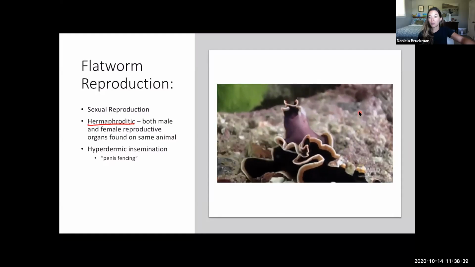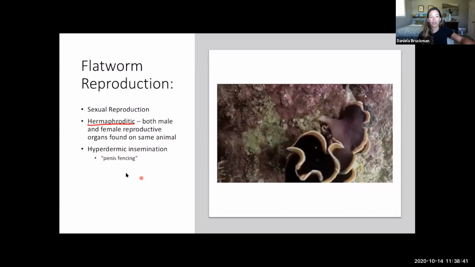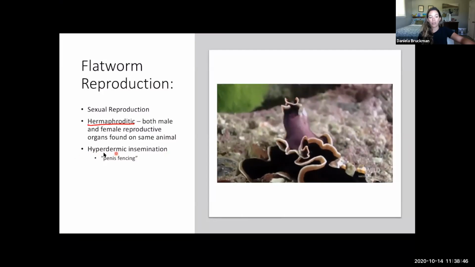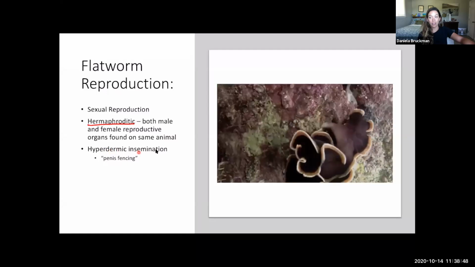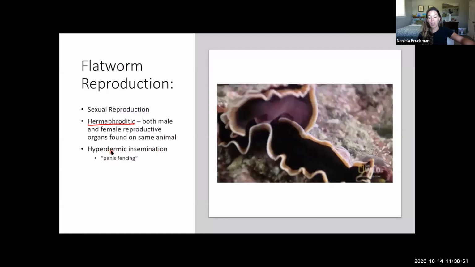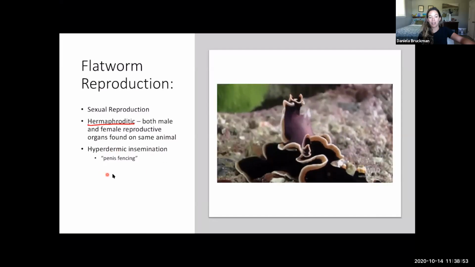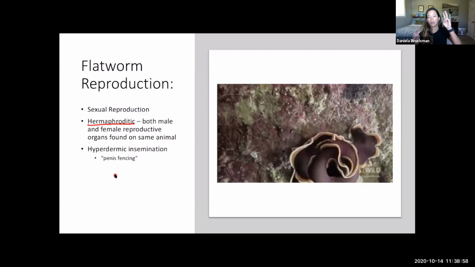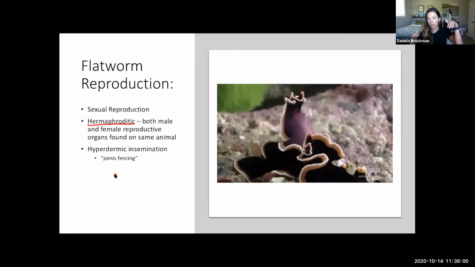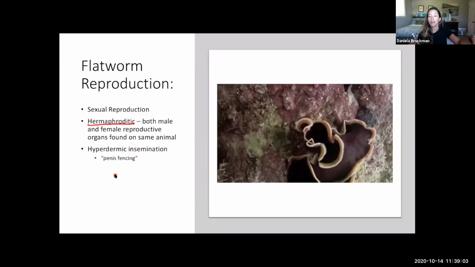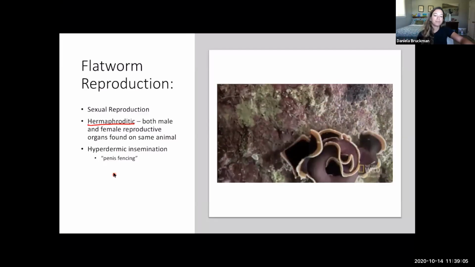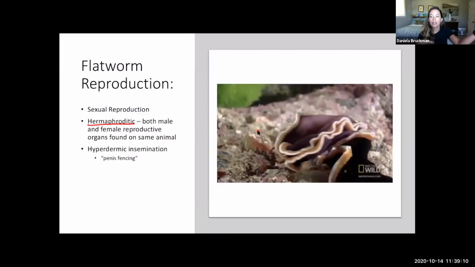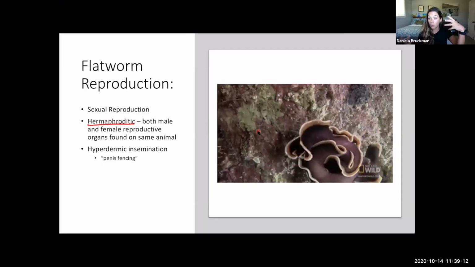Well, some species of flatworm, like the turbellarians, undergo something called hypodermic insemination. So if you were to interpret this, we're saying below the skin, so insemination below the skin. And this is manifested in this fascinating behavior called penis fencing, where basically two hermaphroditic flatworms try to stab each other with their penises and inseminate each other through their body wall. I told you animals were interesting. And that's what we're seeing here. We're seeing a couple of flatworms trying to stab each other and inseminate each other for reproduction.